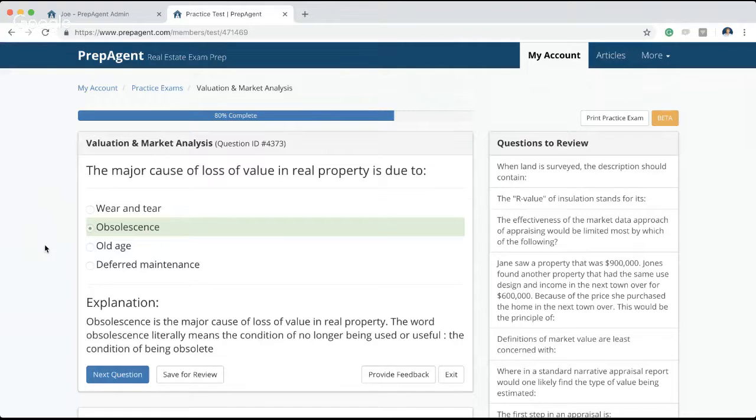Okay, so there's functional obsolescence, physical deterioration, and economic obsolescence.